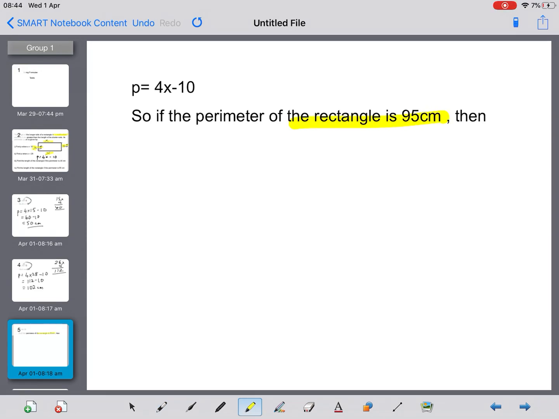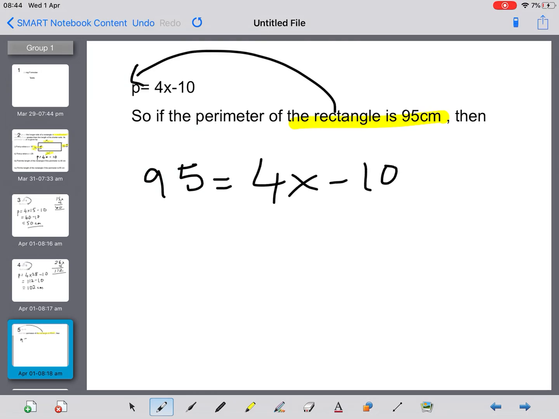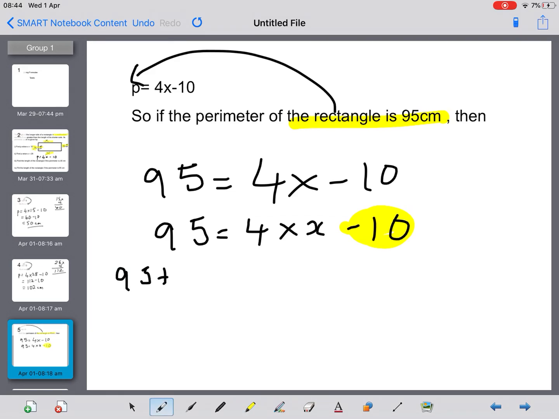Right, now the perimeter of the rectangle is 95, and so we want what x is this time, don't we? We know what the perimeter is. So the perimeter is 95, and it equals 4x minus 10. Remember where you've got the 4 next to the x, it means 4 lots of x, minus 10. If we've got this minus 10, this is the first thing we need to get rid of, and we're going to get rid of it by adding it to both sides.